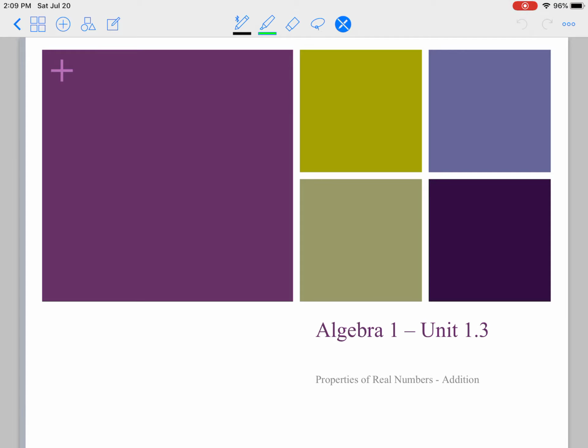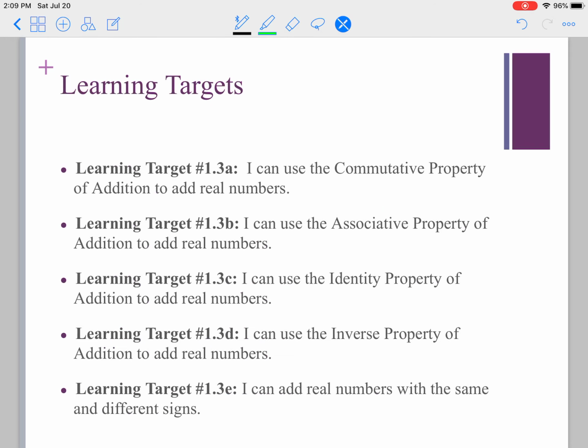And so let's begin with our learning targets. We have 5 of them, and each one of them is going to use the verb use. I can use the commutative property. This is learning target 1.3a, the commutative property of addition to add real numbers. Learning target 1.3b, I can use the associative property of addition to add real numbers. Learning target 1.3c, I can use the identity property of addition to add real numbers. Learning target 1.3d, I can use the inverse property of addition to add real numbers.